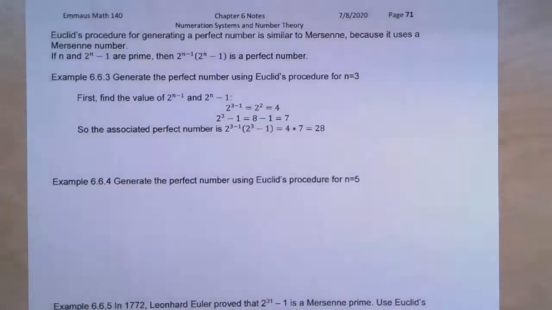Euclid used the Mersenne numbers to figure out perfect numbers. For this to work, n and 2 to the n minus 1 both have to be prime, and then we can generate the perfect number by 2 to the power of n minus 1 times 2 to the n minus 1. We've already done this for n equals 3, so you can read that on your own in the professor's notebook. We're going to go ahead and do it for n equals 5, and then in the homework you do it for n equals 7.